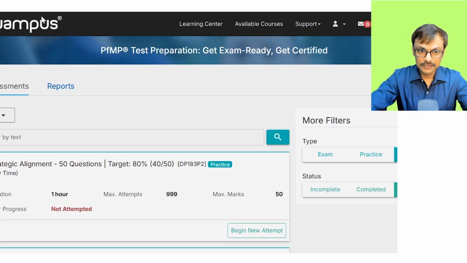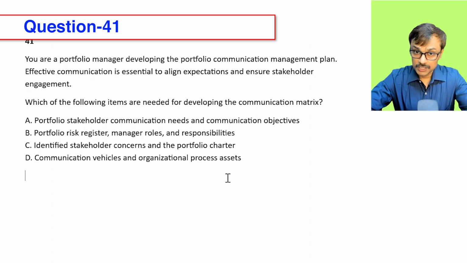Okay, let's start with the 10 questions, 41 to 50, related to communication management. Here, question number 41. You are a portfolio manager developing the portfolio communication management plan. Effective communication is essential to align expectations and ensure stakeholder engagement. Which of the following items are needed for developing the communication matrix? So it is basically talking about what do I refer to, what do I put in a communication matrix. That's something we are exploring.